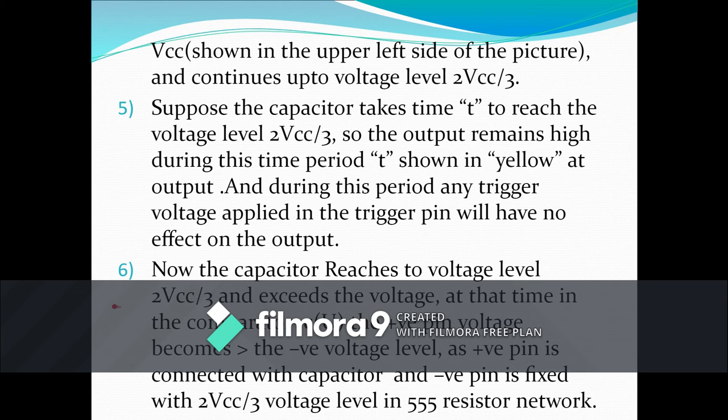So now the capacitor reaches the voltage level 2/3 of the VCC and exceeds it. At that time, for the comparator, that is the upper operational amplifier, the positive pin voltage becomes greater than the negative voltage level, as the positive is connected with the capacitor and the negative is fixed at 2/3 of the VCC given by the voltage divider in the 555 resistor network.